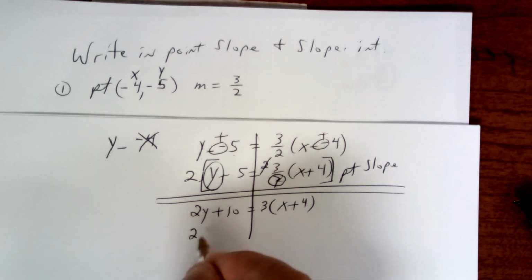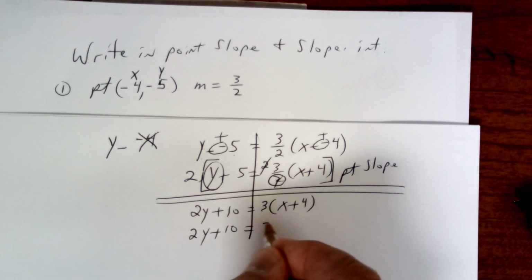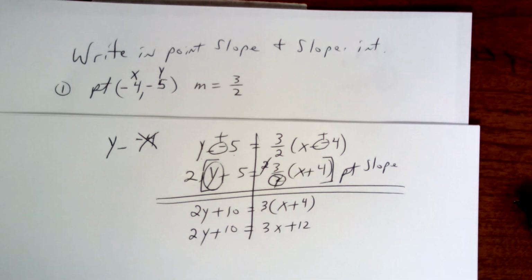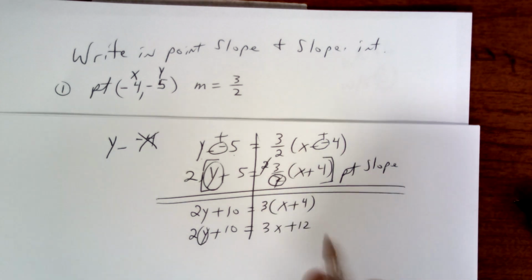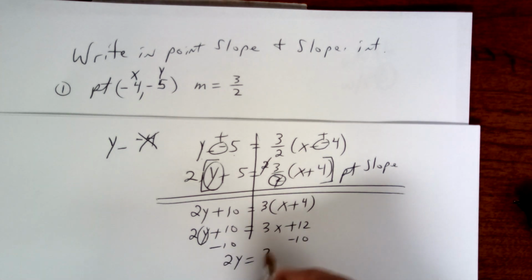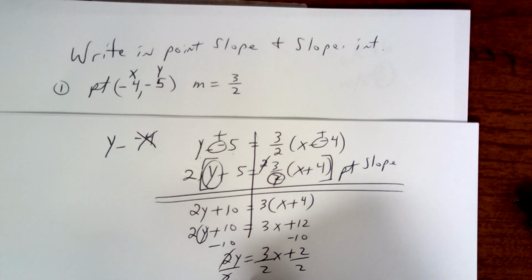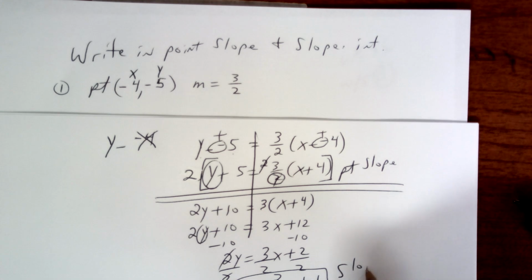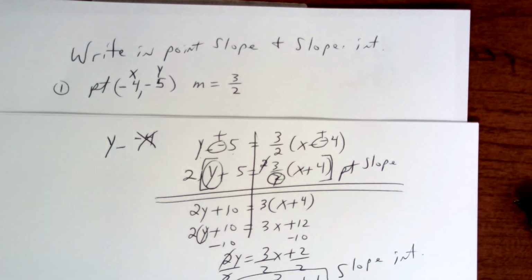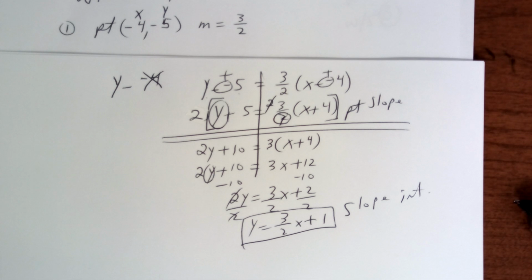So now you're going to get 2y plus 10 is equal to 3x plus 12. You're going to solve that equation for y. You're going to subtract 10. So you're going to get 2y equals 3x plus 2. And then you're going to divide by 2. And you get y equals 3 over 2 x plus 1. And there it is. This is called slope-intercept form. And that's what we did yesterday and the day before. So point slope and slope-intercept form. Any questions on that right there? All right, let's move on.